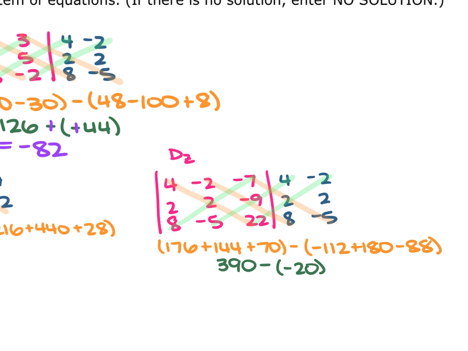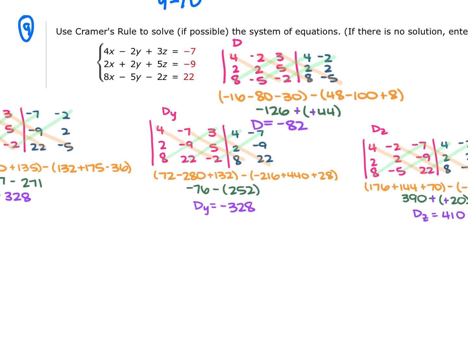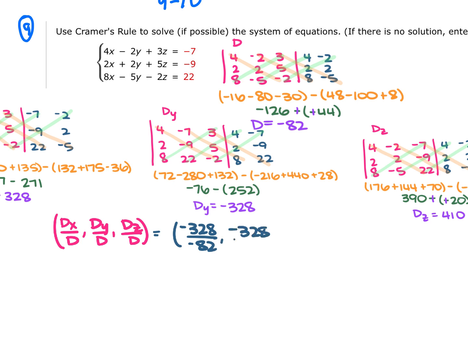If you combine your like terms here, which do become addition, you are left with d sub z is equal to 410. From here, you need to put your answers together. So that means you're going to find d sub x over d, comma, d sub y over d, comma, d sub z over d. So that means you are going to have negative 328 over negative 82, negative 328 over negative 82, and 410 over negative 82.